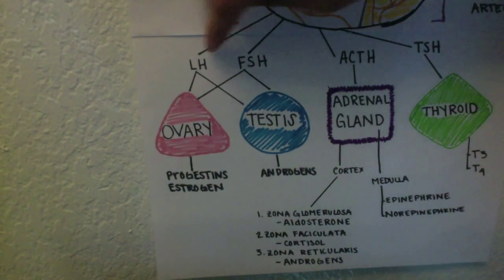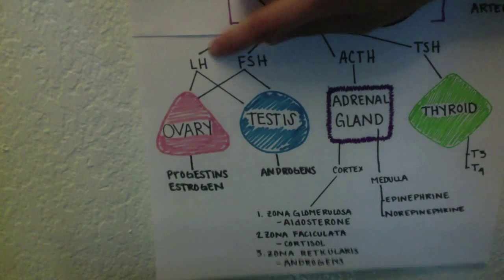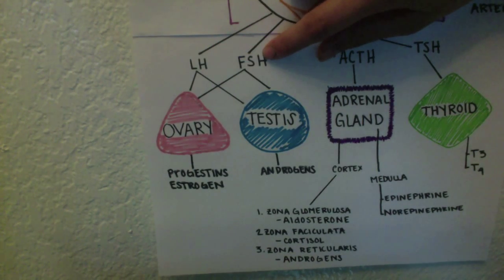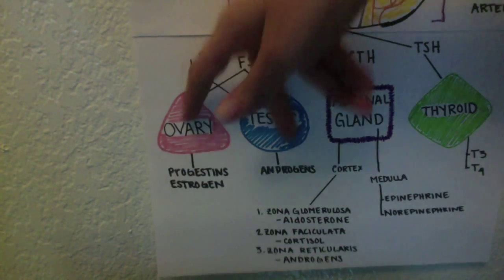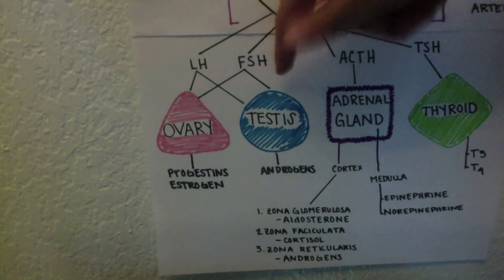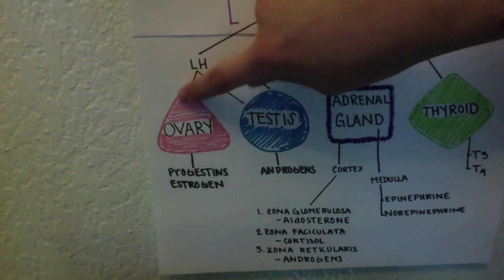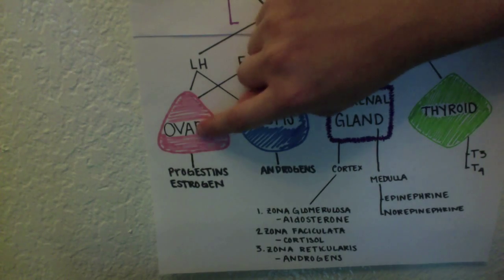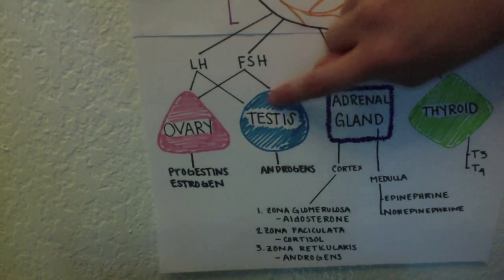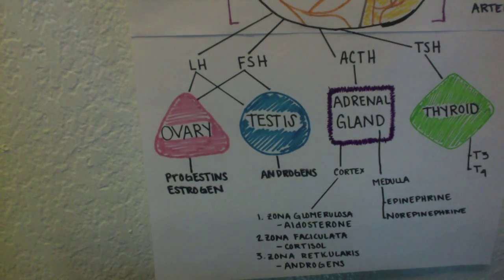Then lastly, LH and FSH, which are luteinizing hormone and follicle stimulating hormone, go to both the gonads, the ovaries and the testes, and they allow the ovaries to secrete the female hormones, progestins and estrogen, and the testes to secrete androgens, which is the male hormone.